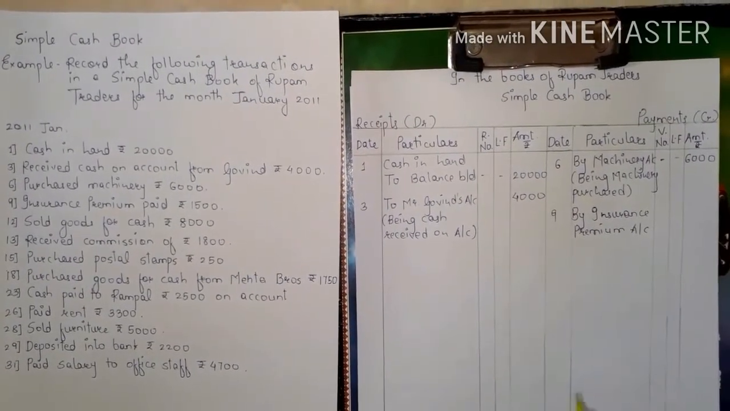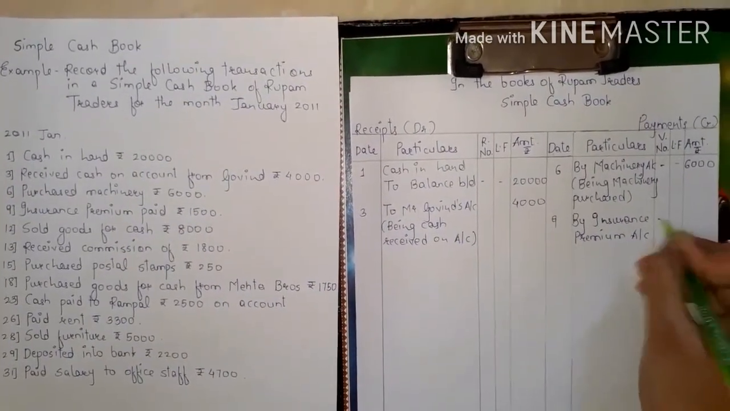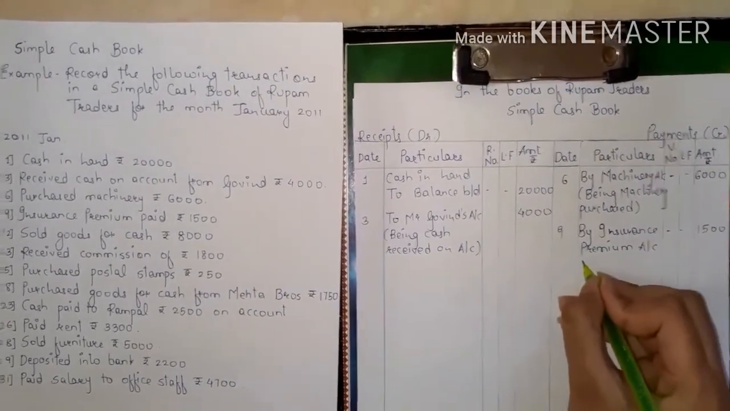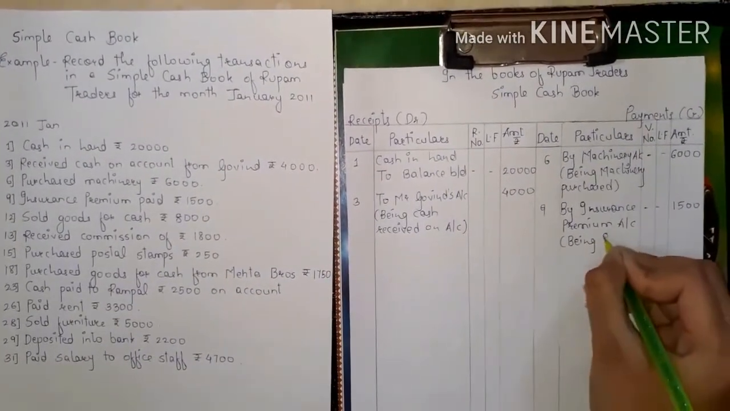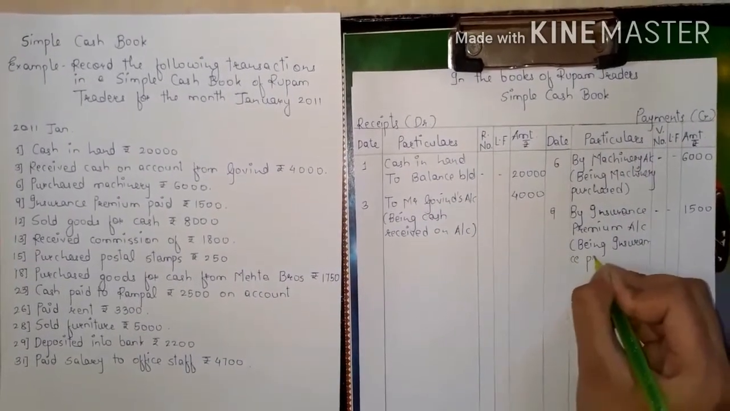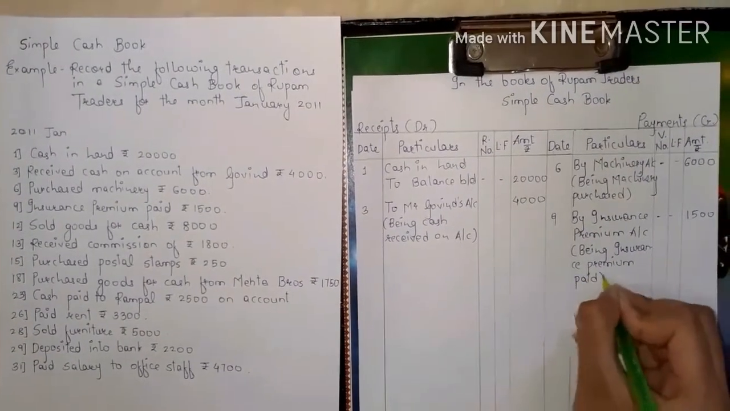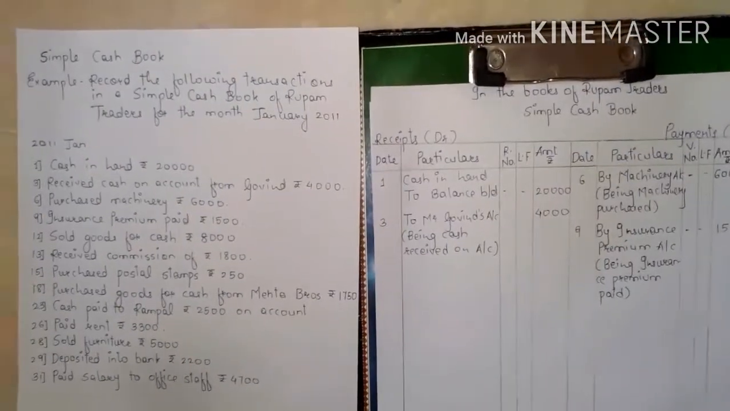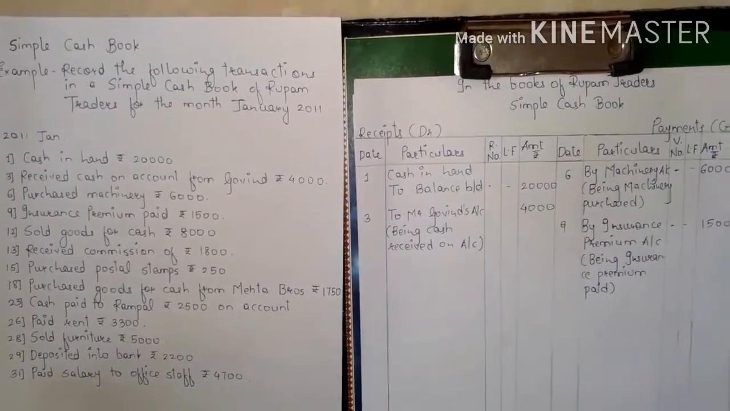Okay, let's concentrate here. Now what is the amount for the insurance premium paid? 1,500. Okay. Now the narration for this, being insurance premium paid. Okay. As it is, because we are giving only the description of the transaction, nothing more we are doing over here. What is this transaction about? A small description about that.